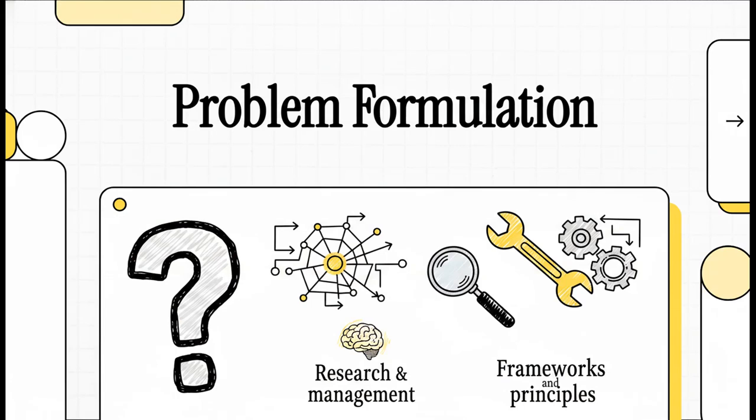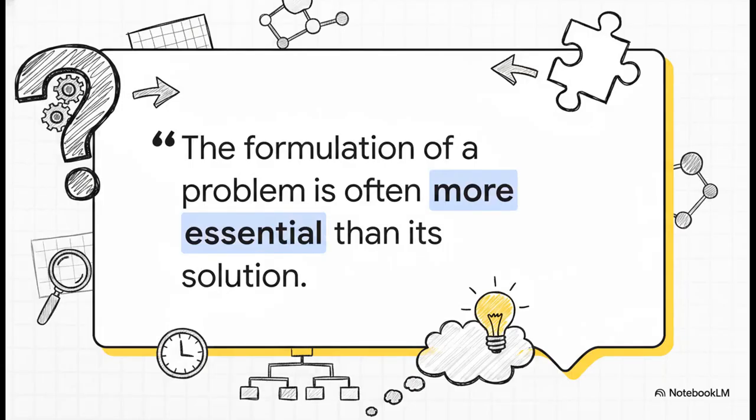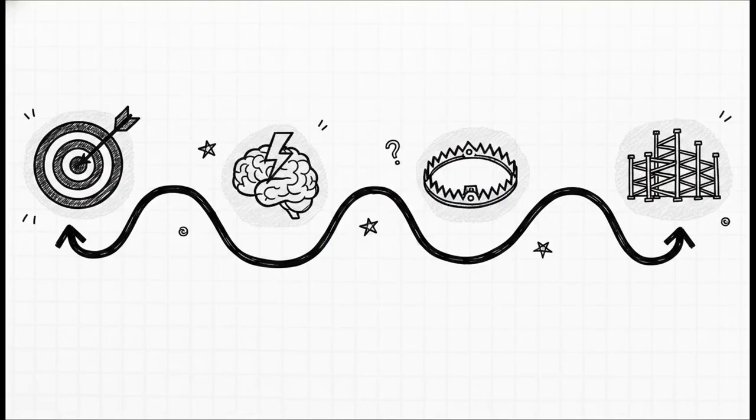Welcome. Today, we'll calmly examine the most critical yet frequently overlooked phase of research, problem formulation. As Einstein wisely observed, formulating the exact problem is often much more essential than its eventual solution. Here's our syllabus. We'll thoughtfully explore Type 3 errors, cognitive causes, common traps, and practical frameworks.